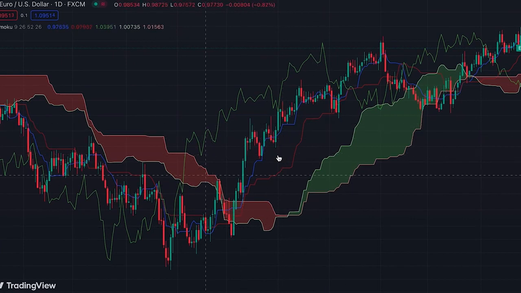Each of these lines that you see here on this chart has a Japanese name, but in this video we use the translated English words, so it will be easier for us to memorize them.